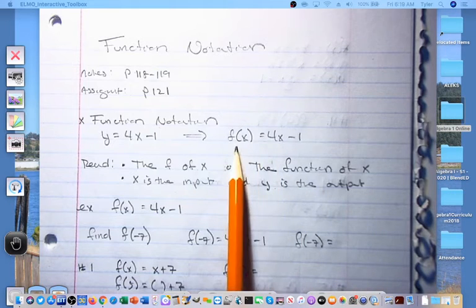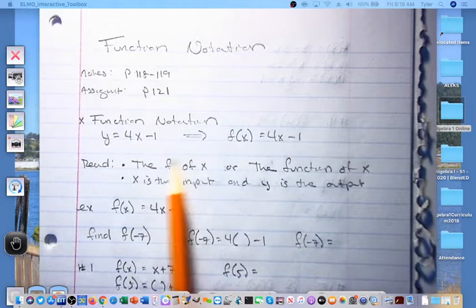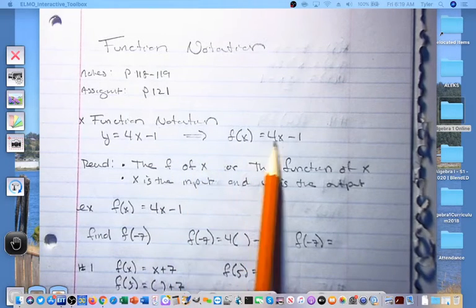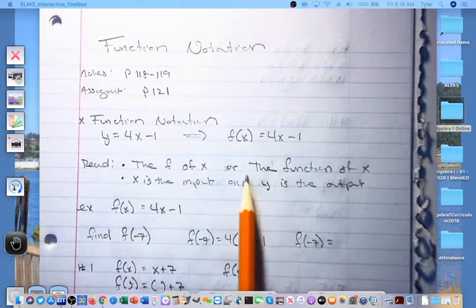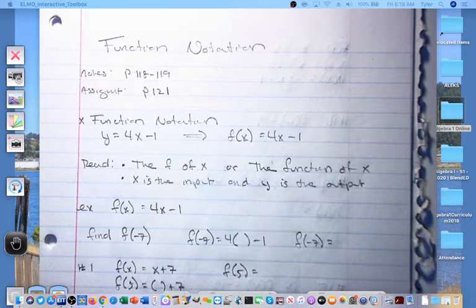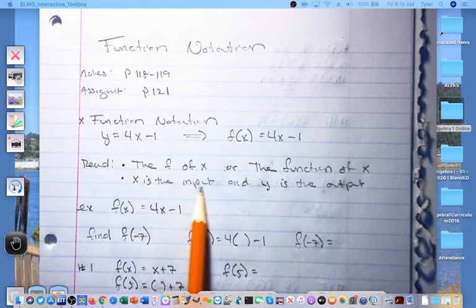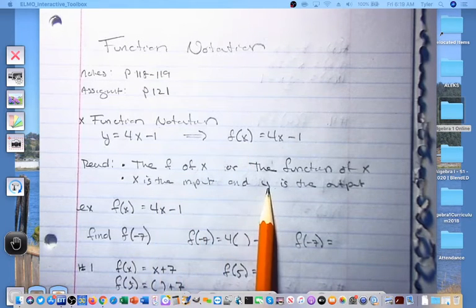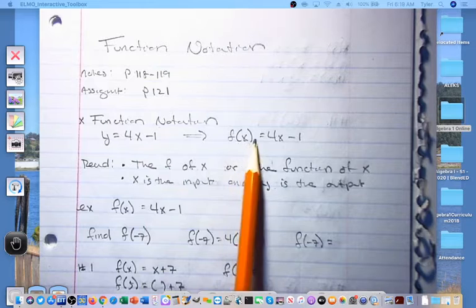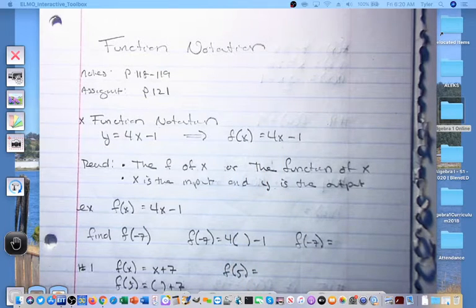When you read this, there's more than one way you'll hear people say it. One way, my favorite way, is simply to say the f of x is equal to 4x minus 1. Sometimes people will say the function of x is equal to 4x minus 1. They're interchangeable, whatever you feel most comfortable with. Regardless, x written here is the input, and y, what we get when we put this input in through our function, is still going to be our output.